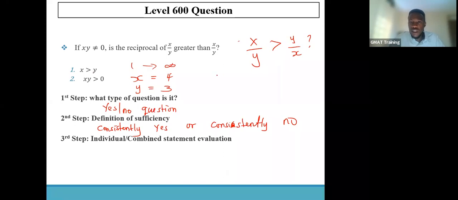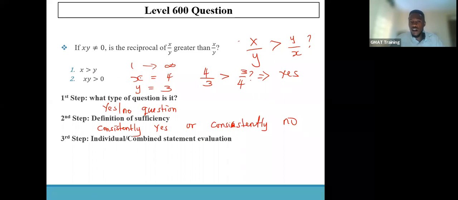So we have 4 over 3. We want to see, is 4 over 3 greater than 3 over 4? The response to this is yes. So when we've chosen both values to be positive, we can see that we are responding yes. So we want to see, is there any other situation where we would choose values of x and y and respond to this question stem as no?